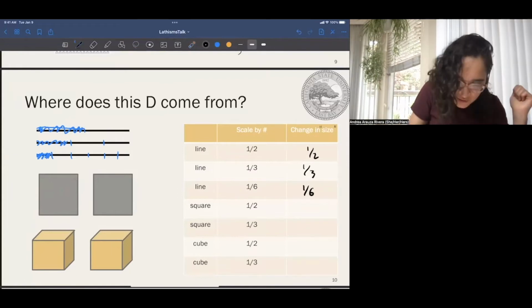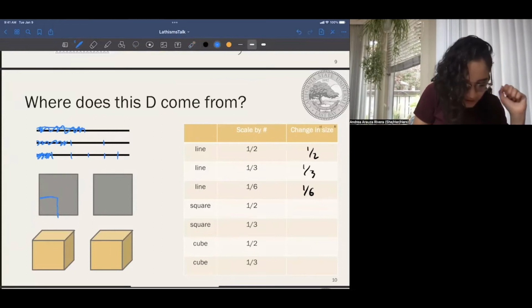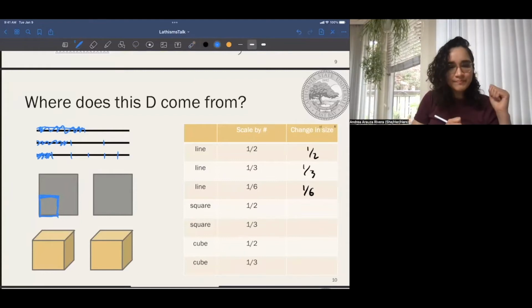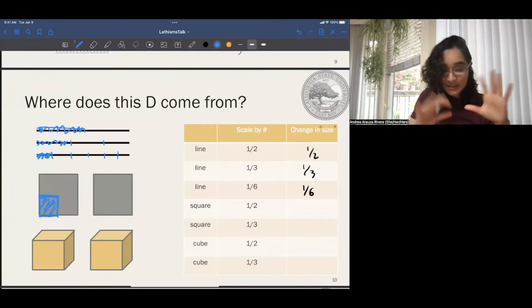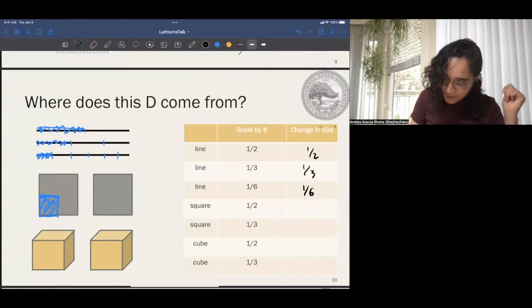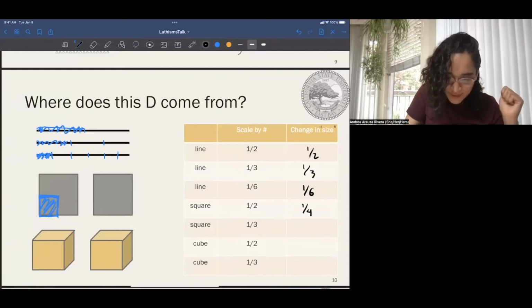So what that essentially means is that instead of using this full length here, I'm going to use 1/2 of this length. So I really am getting a little square of this size here, somewhere right here. So this is what I get when I scale by 1/2. And you might be able to see that the change in size overall, so the change in area, is that now I have 1/4 of the area that I had originally. And so now my change in size has been 1/4.